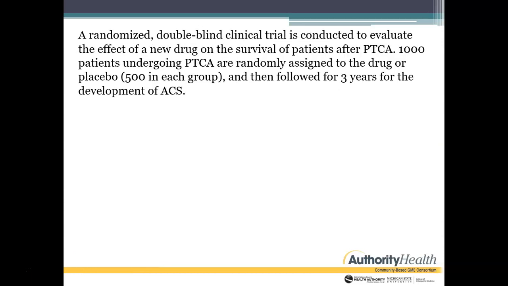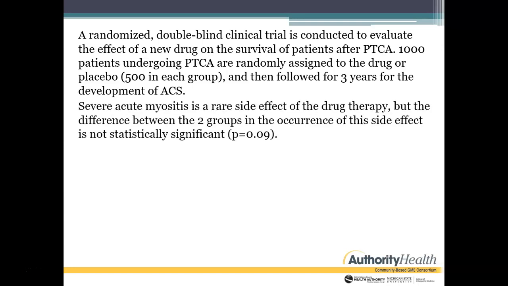All right. A randomized double-blind clinical trial is conducted to evaluate the effect of a new drug on the survival of patients after PTCA. 1,000 patients undergoing PTCA are randomly assigned to the drug or placebo, 500 in each group, and then followed for 3 years for the development of ACS. Severe acute myositis is a rare side effect of the drug therapy, but the difference between the 2 groups in the occurrence of the side effect is not statistically significant, p equals 0.09.